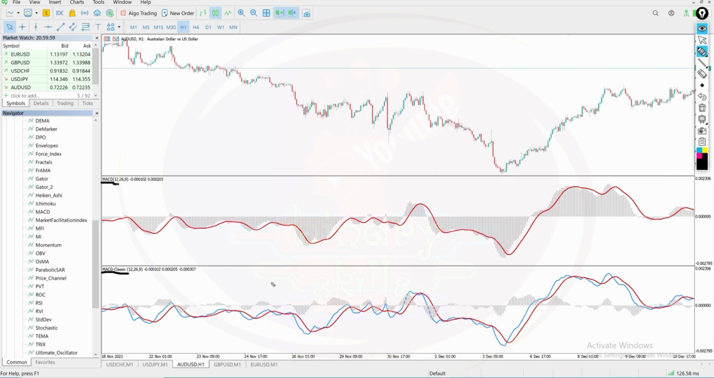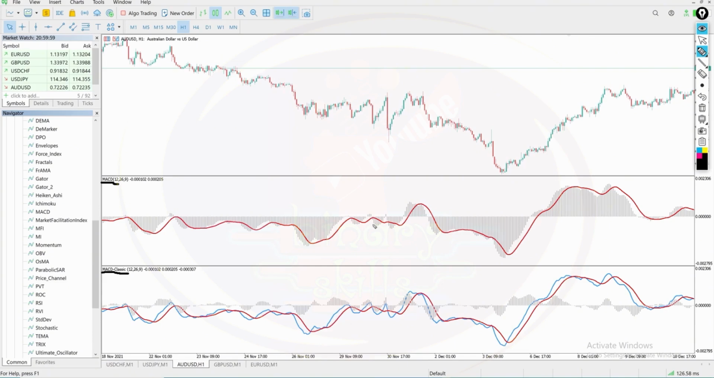Alright dear friends, as you can see, the classic MACD has a histogram, which refers to these gray bars that go up and down. These vertical bars are called the histogram. And it also has two lines. One is blue and the other is red. The blue line is called the MACD line, and the red one is called the signal line.